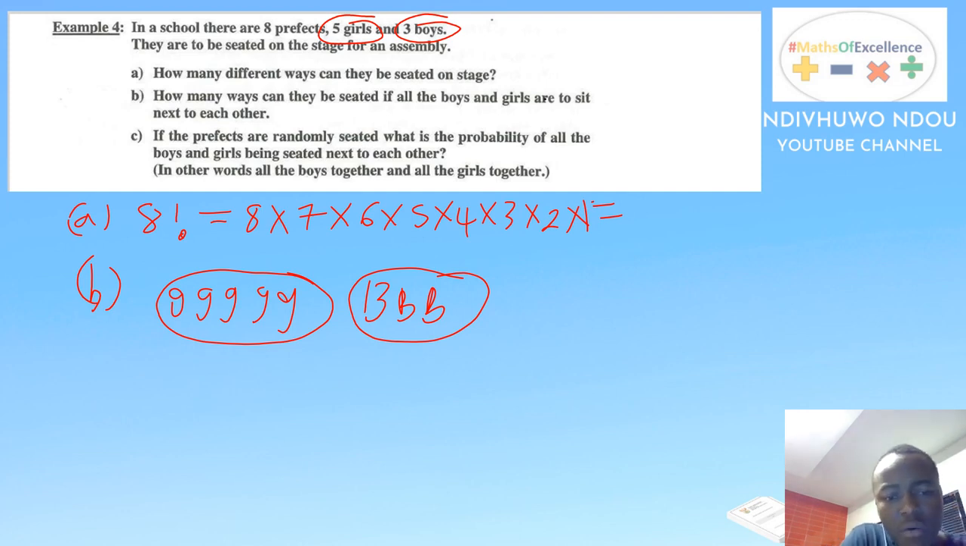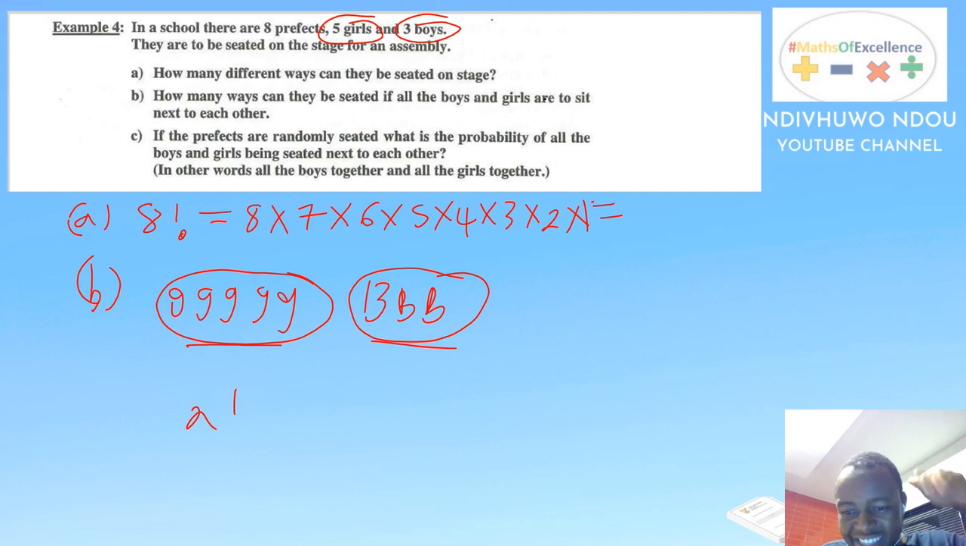So now, how many items do we have? If we are taking it as one thing, we'll have 2 of them, right? They can either sit in this way, or they can shift like this. The boys can start, then followed by girls. We have 2 factorial ways in which we can do that. It's going to be 2 factorial.